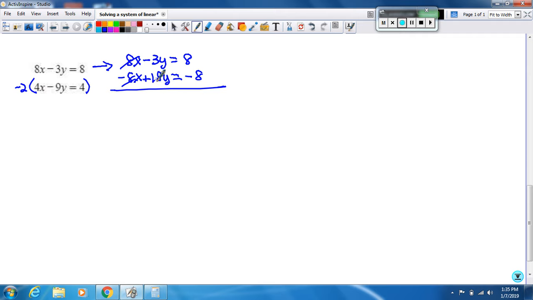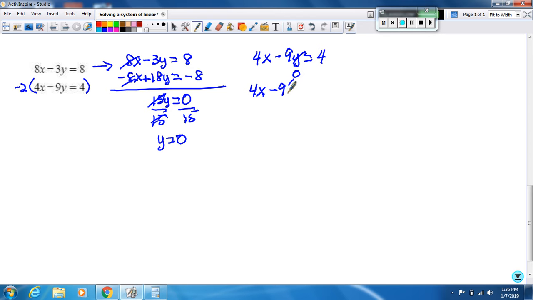Opposites cancel. 18 take away 3 is 15y equals 8 take away 8 is 0. Divide both sides by 15. Okay, 0 divided by anything is 0. For my x's, I'll take the bottom equation because it looks like smaller numbers. So 4x minus 9y equals 4. But I know that y is 0. So I get 4x minus 9 times 0 equals 4.